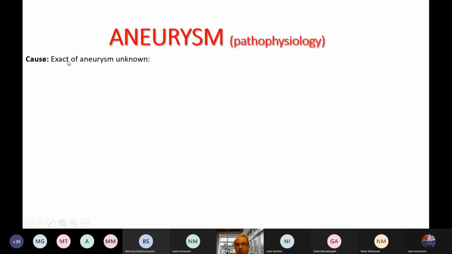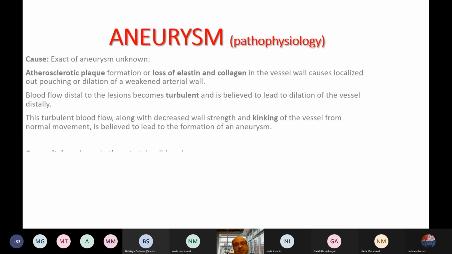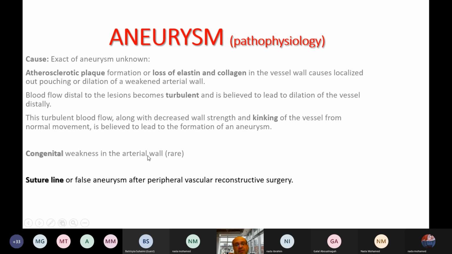What is the cause of the aneurysm? We don't know actually what the cause is, but atherosclerosis is accused for most aneurysms, because atherosclerosis will occlude the vasa vasorum that supplies the blood vessels, resulting in weakness of the wall of the blood vessel, and hence its dilatation. It could be congenital due to weakness of the arterial wall, and this is very common in cerebral aneurysm.